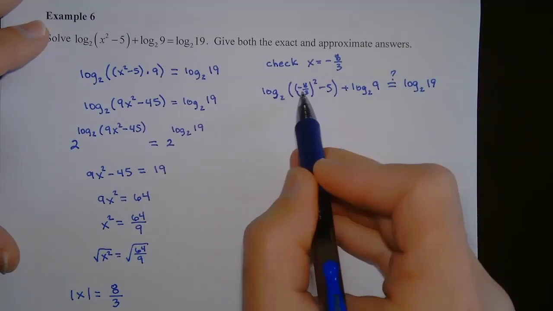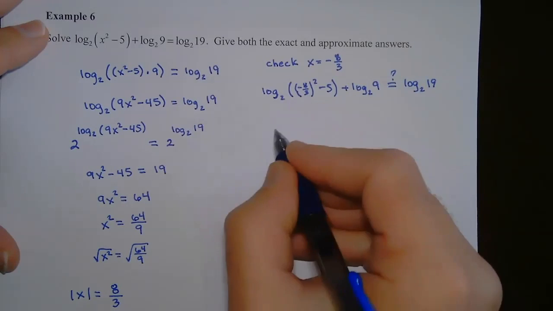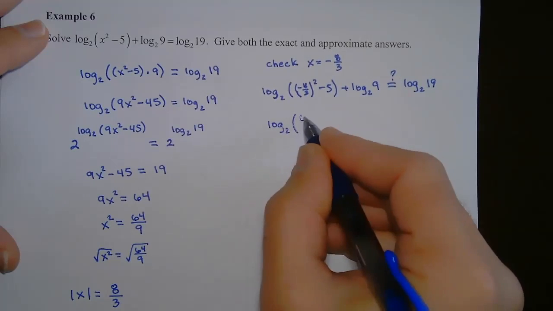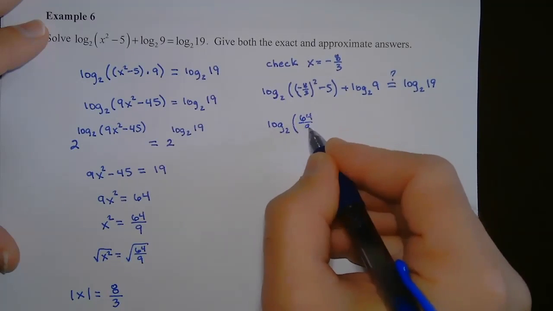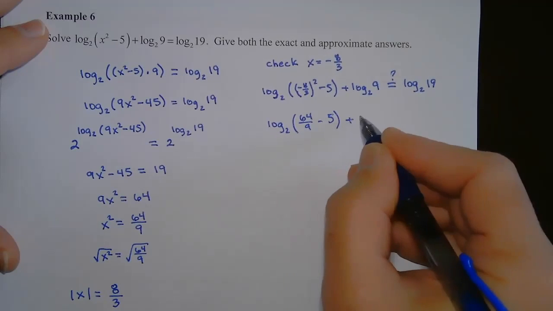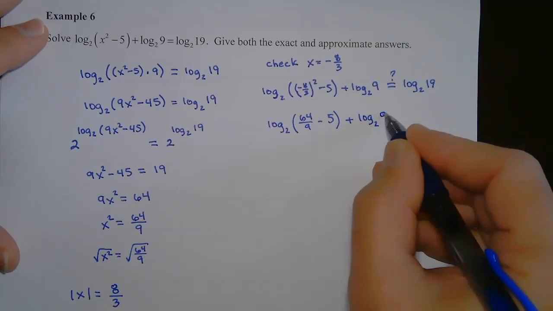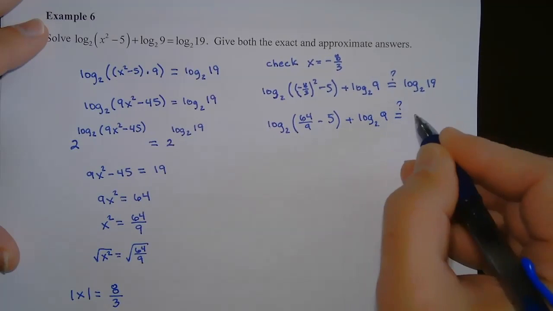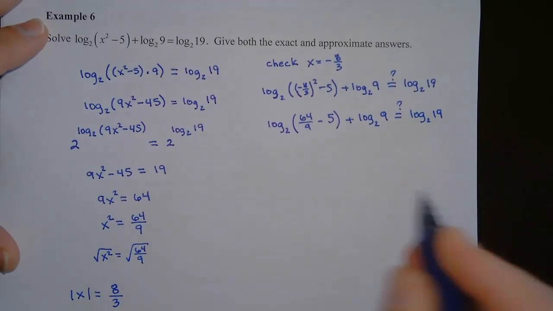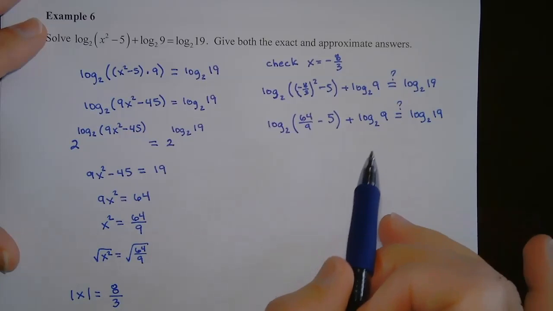So if I square negative 8/3, that would give me 64/9. So this is log base 2 of 64/9 minus 5 plus log base 2 of 9. Does that equal log base 2 of 19? Okay, so a couple things you could do.